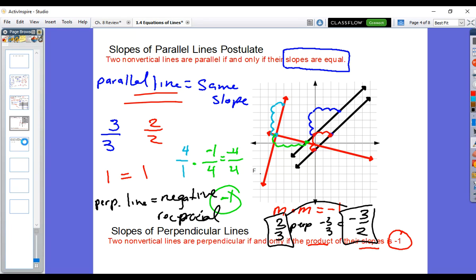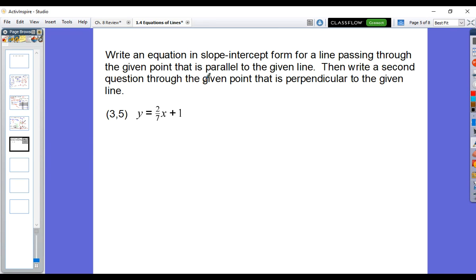So let's take a problem here and test it out. It says write an equation in slope-intercept form of a line that passes through the given point. Here's our given point, and is parallel to it. But we're also going to write a second problem that runs through that same given point, but is perpendicular. So we're looking for a parallel equation and a perpendicular equation. We're going to start with the parallel one to make it easier on us. So when things are parallel, remember we say parallel lines means same slope.